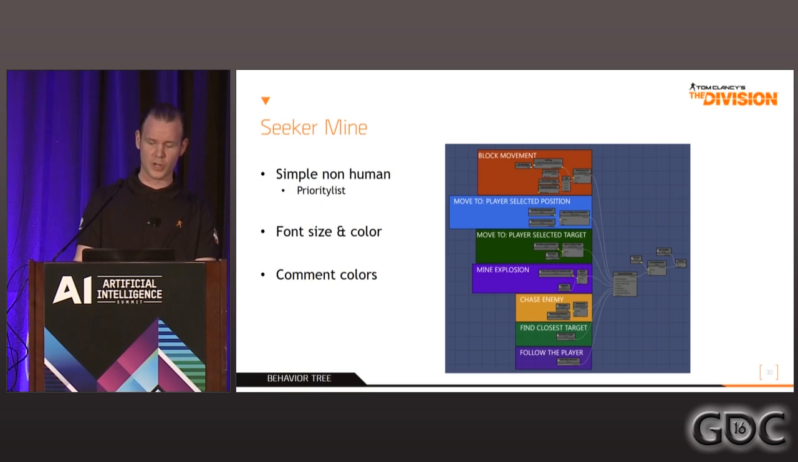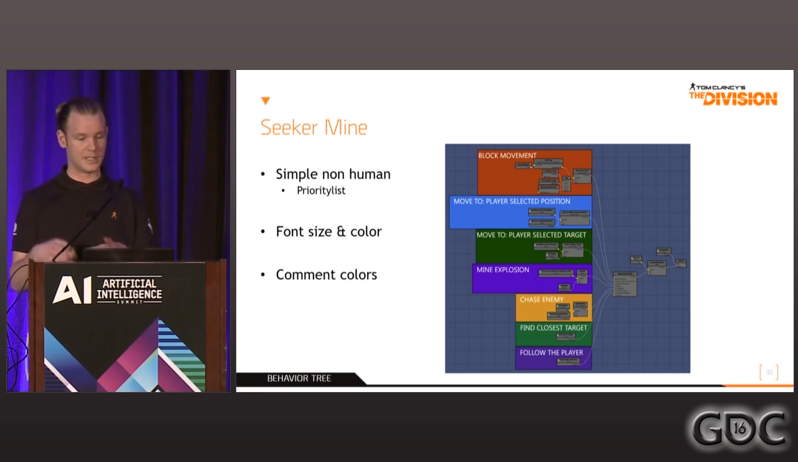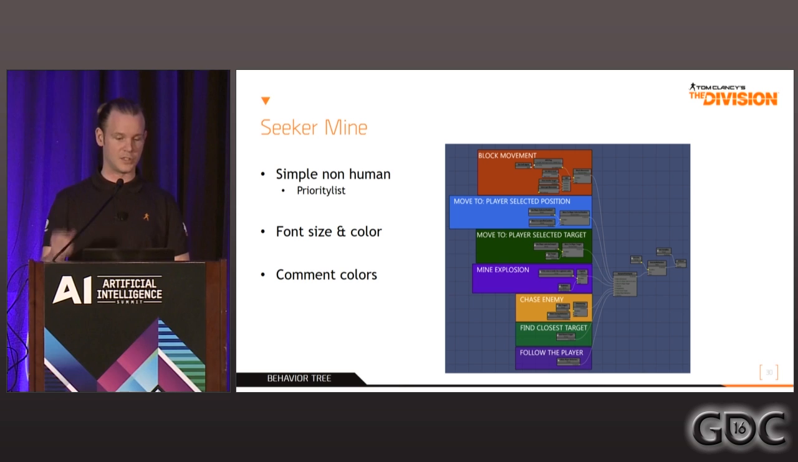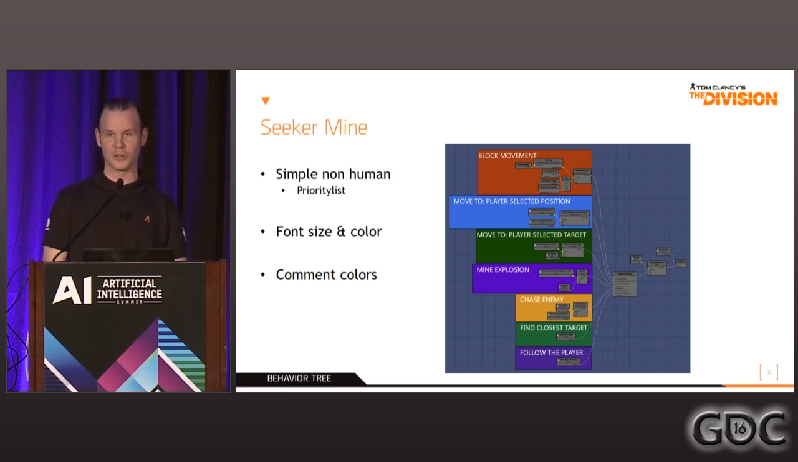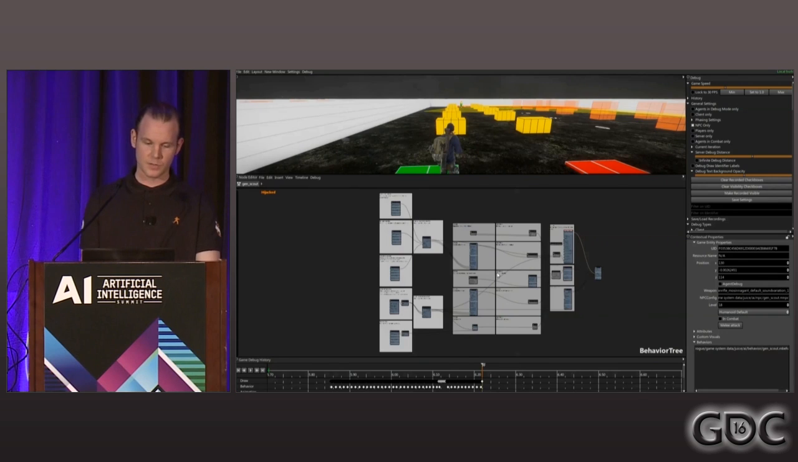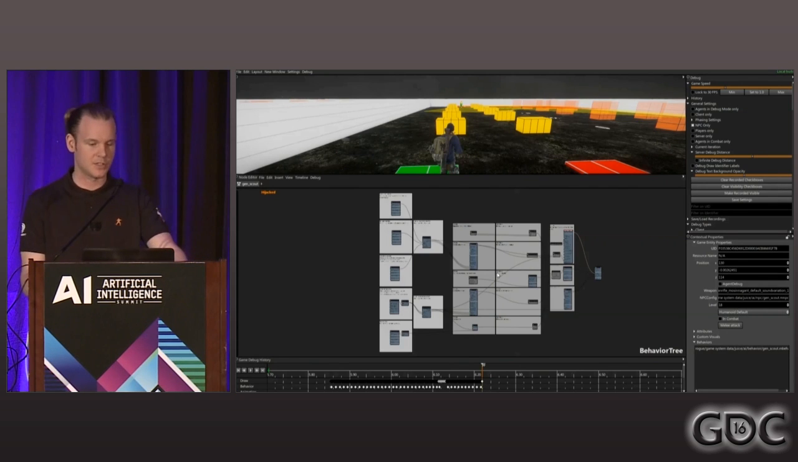I also wanted to show you a different behavior than we saw in the previous example, the seeker mine. It's a simple non-human. It doesn't have the compound that we saw before. Instead it's just a simple priority list of things it wants to do. It also illustrates that if you use the font size and colors of the comment nodes, you can make it even more readable. There's no additional information in the actual comment background colors. It just separates things. So that being done, let's continue.